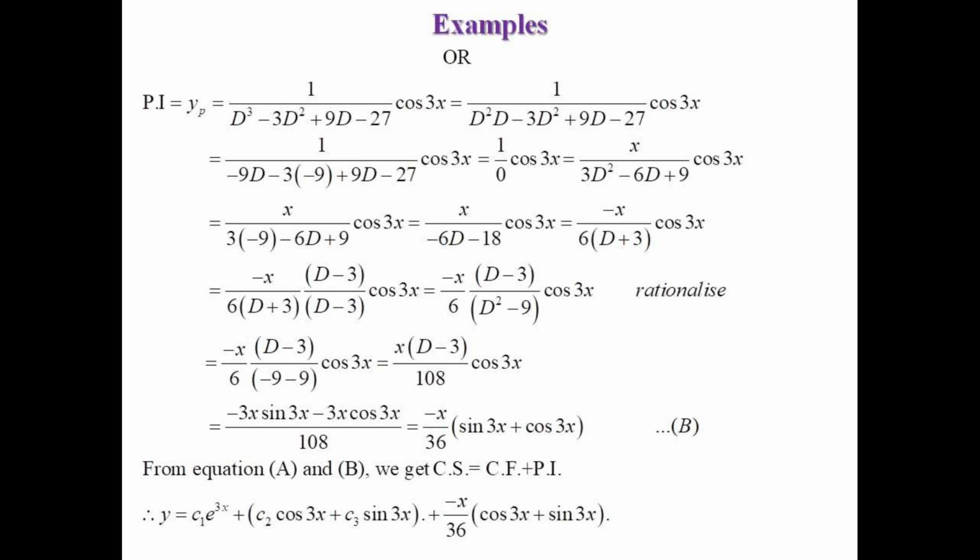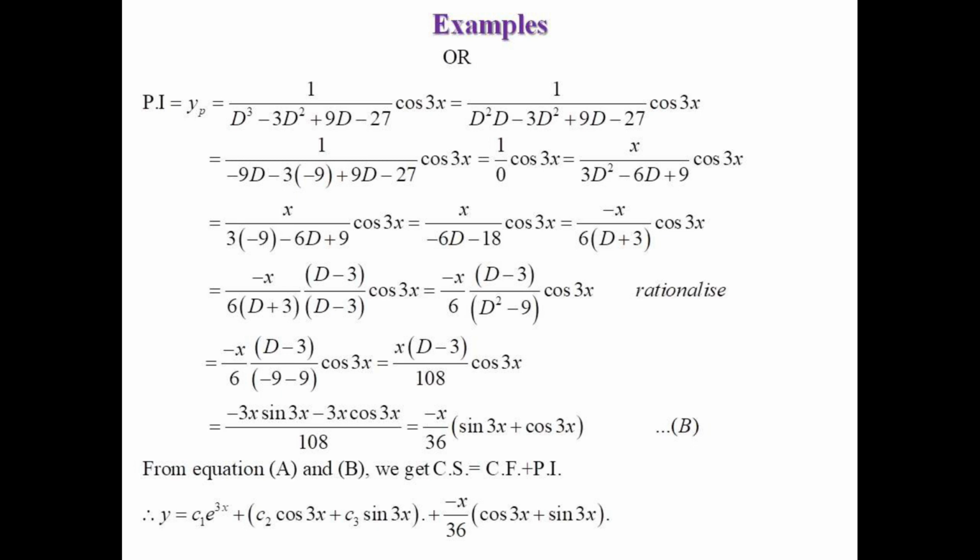So now to remove the d term from the numerator, take cos of 3x in the numerator. So x into the derivative of cos of 3x, that means we get this as minus 3 sine of 3x. That means we get the answer as minus 3x sine of 3x minus 3 into cos of 3x, that means x as it is, so minus 3x cos of 3x upon 108. So the final value for the particular integral is minus x upon 36 into (sine of 3x plus cos of 3x).